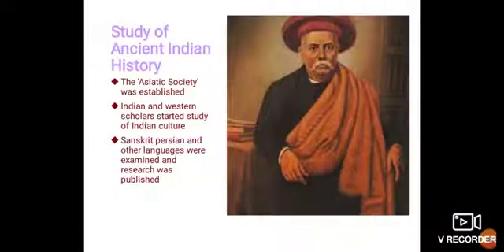Study of ancient Indian history. The Asiatic Society was established in Bengal by the British. As I had told you earlier, my dear students, Britishers thought that we are going to rule over India, so we should know the history, various patterns, various periods of them, how they had their past. Hence, the British officers, all kinds of British people, wanted to learn Indian history. That's why they formed the Asiatic Society in West Bengal.